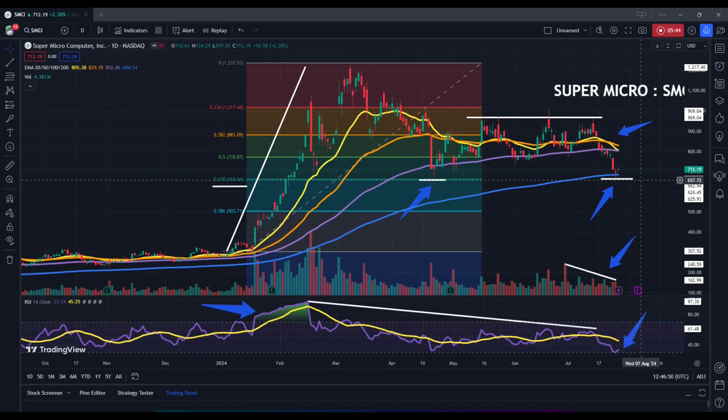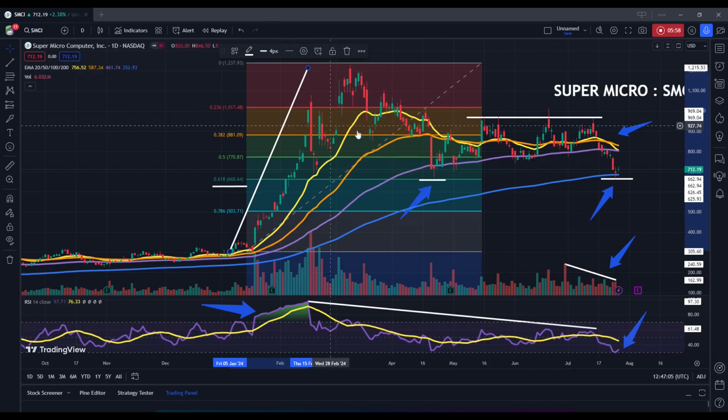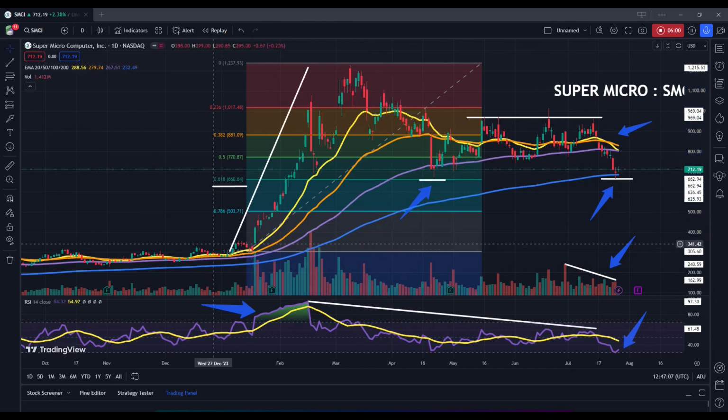But, for the moment, this 660 level is looking quite weak. And if we do break below here, this could target prices closer to the $500 mark because the 786 retracement of this dominant trending move comes in at 503.71. The way that I'm arriving at these numbers comes from this trend wave here.